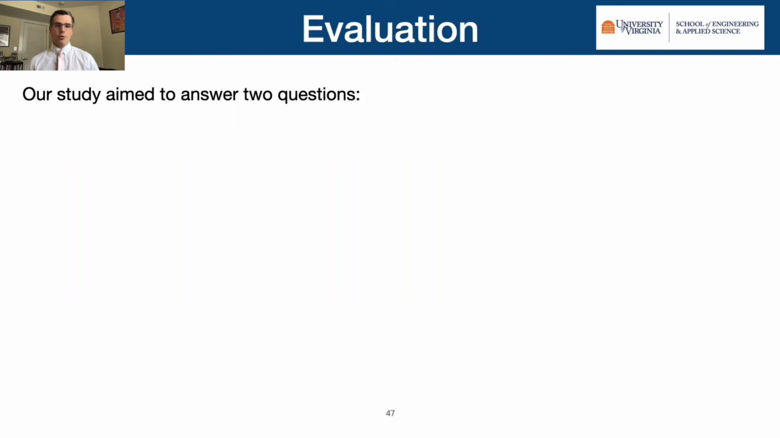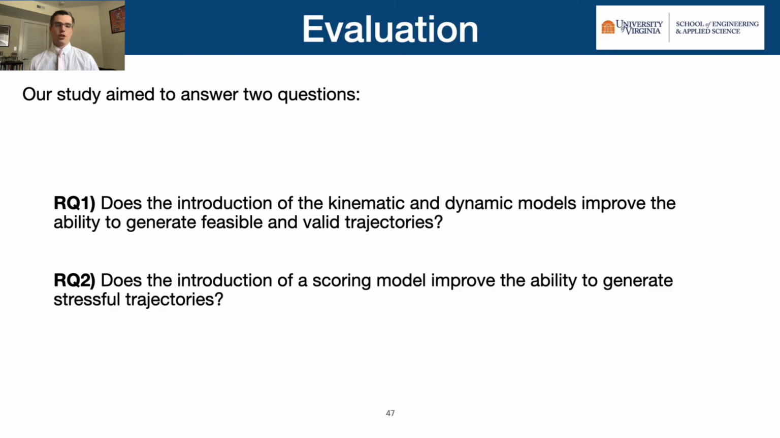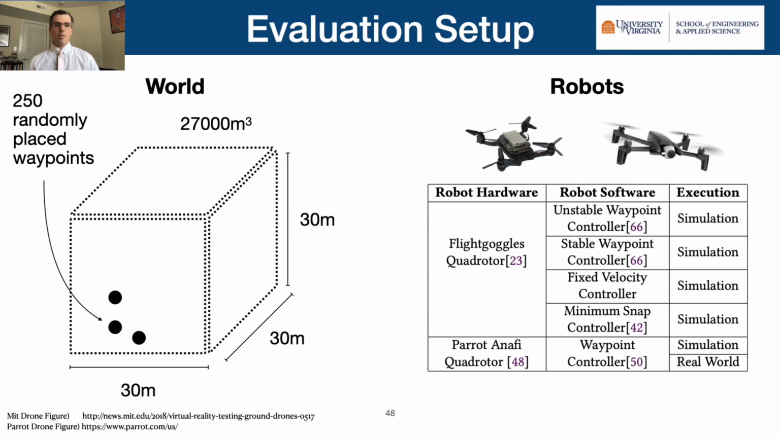We evaluate our approach aiming at answering two main research questions. First, does the introduction of the kinematic and dynamic model improve the ability to generate feasible and valid trajectories? And second, does the introduction of a scoring model improve the ability to generate stressful trajectories? We performed our evaluation in a physical world which was set to a 30-meter wide cube with a volume of 27,000 meters cubed, and placed 250 waypoints inside the world.